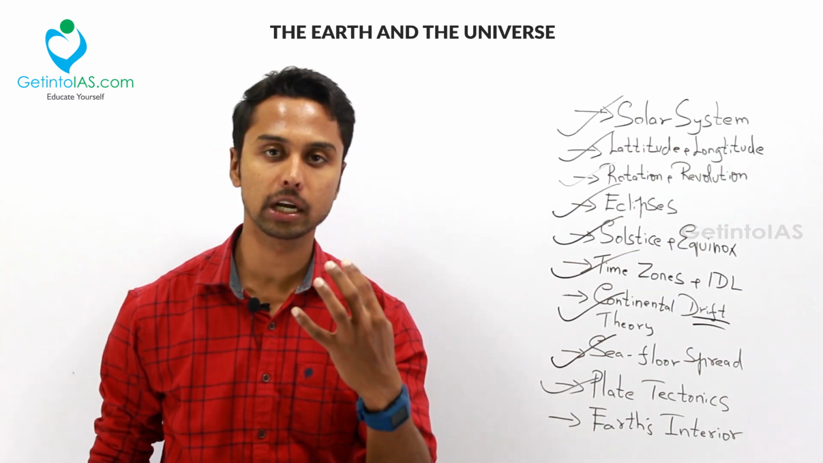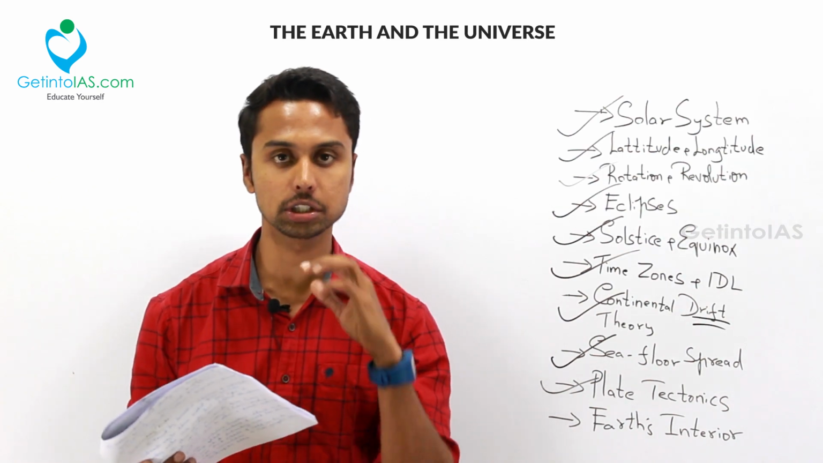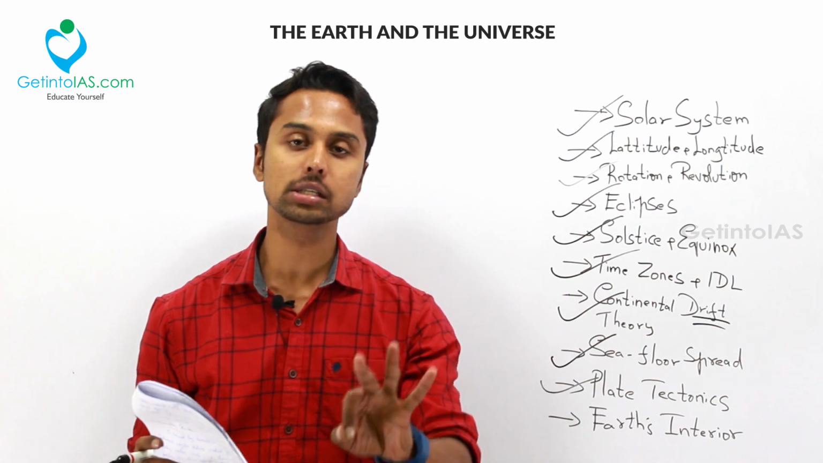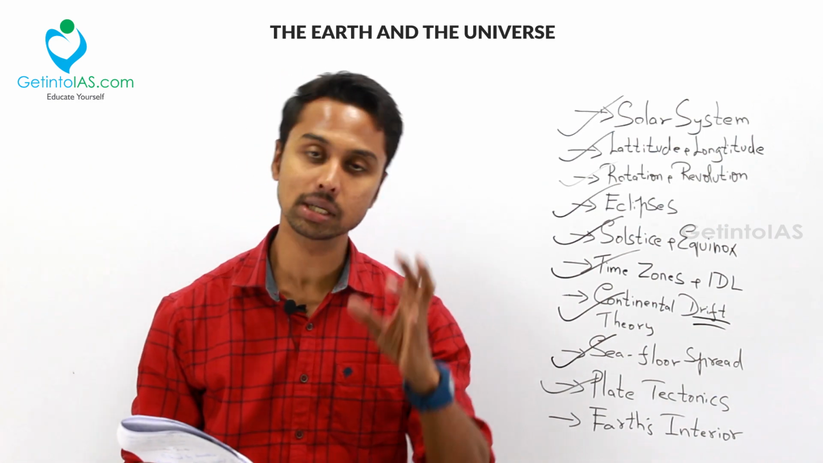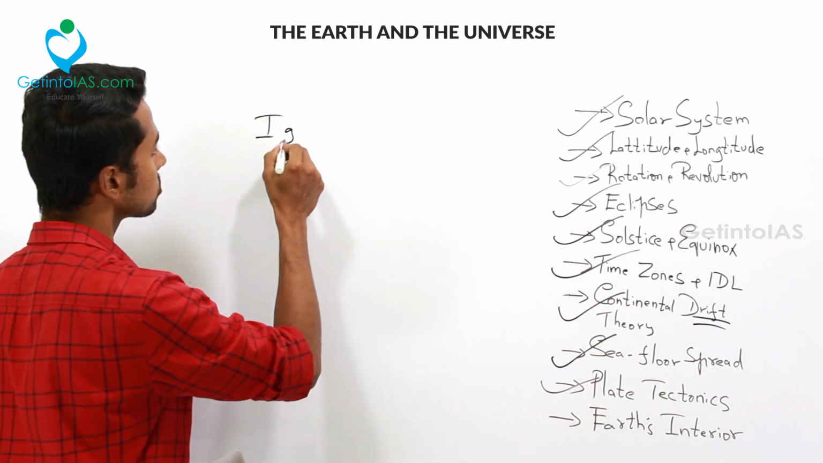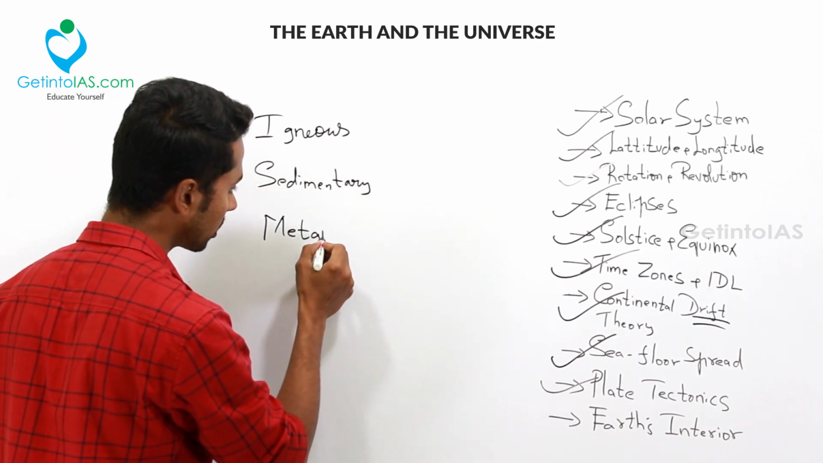So how is a rock made up? A rock is made up of a collection of minerals. A collection of minerals is known as a rock. Okay, so generally speaking, rocks are of three types. One is the igneous rocks, sedimentary rocks, and metamorphic rocks. I'll write it down. The first type is the igneous one. Igneous rocks, sedimentary rocks, and metamorphic rocks.